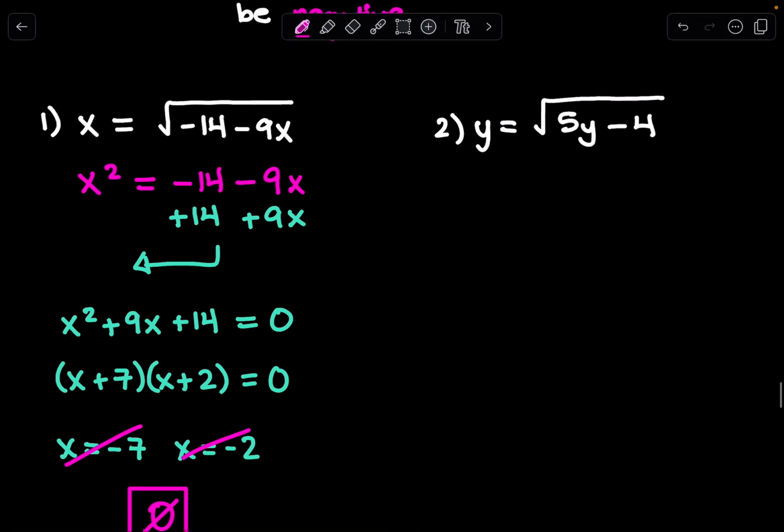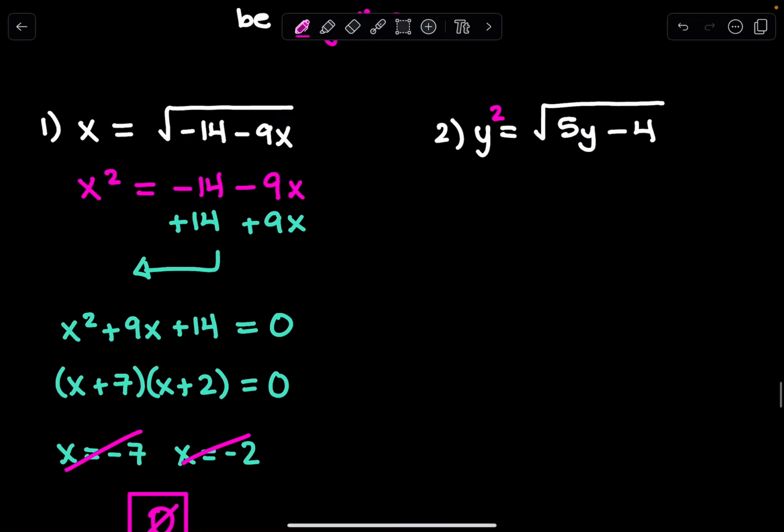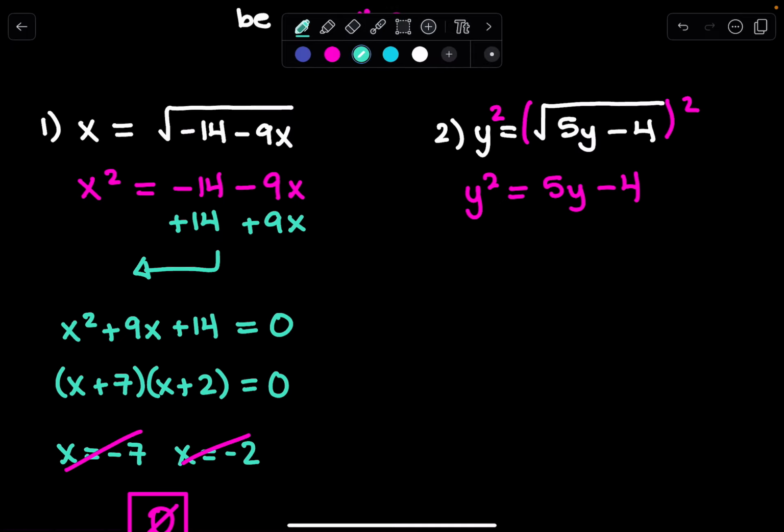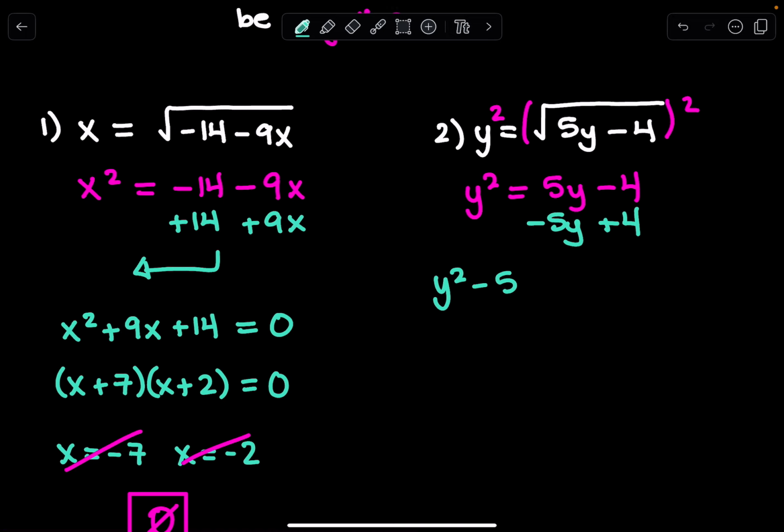Let's do the same thing on number 2. So I'm going to square the left, square the right. So y squared equals 5y minus 4. Let's move everything to the left-hand side. So minus 5y plus 4. So I've got y squared minus 5y plus 4 equals 0.